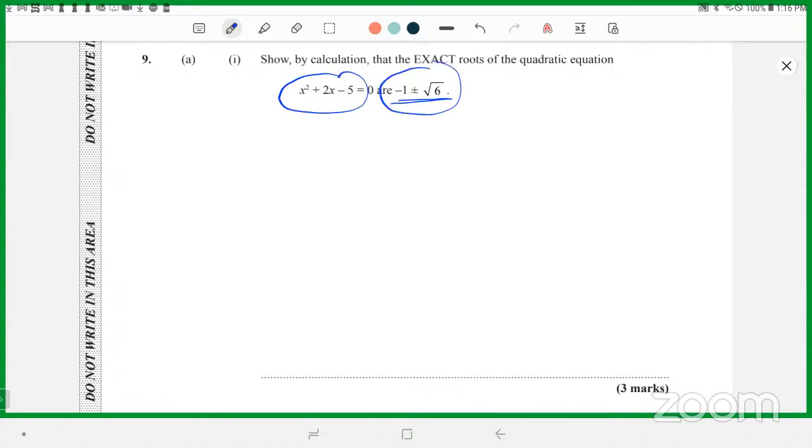Now, this comes from the quadratic formula, guys. So the square root there, you must know. What you really want is to solve this equation using the quadratic formula. You can also use completing the square, but the straightforward way really is with the quadratic formula.